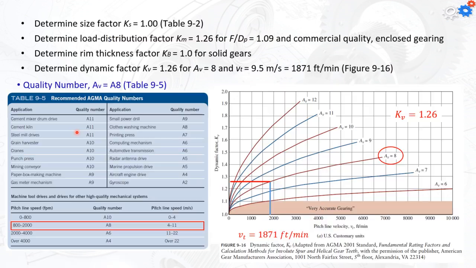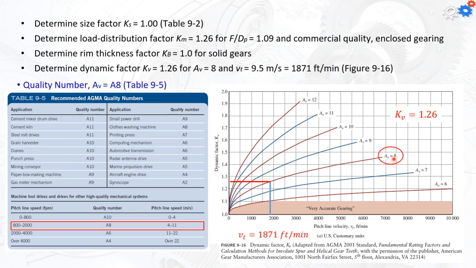Now we determined the Ks, we found the load distribution factor, and we got the rim thickness factor. We did that last time for a solid gear to be equal to 1, and then determine the dynamic factor Kv, which is going to be equal to 1.26, and that's for the value for the Av to be equal to 8.